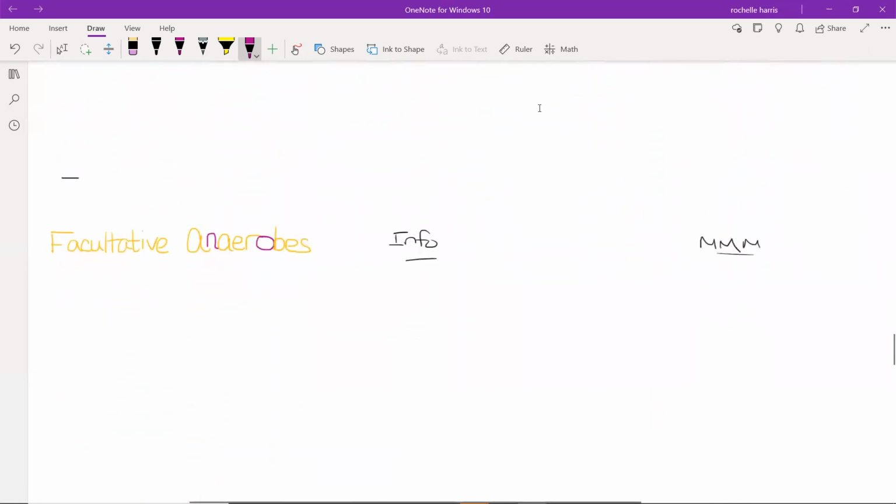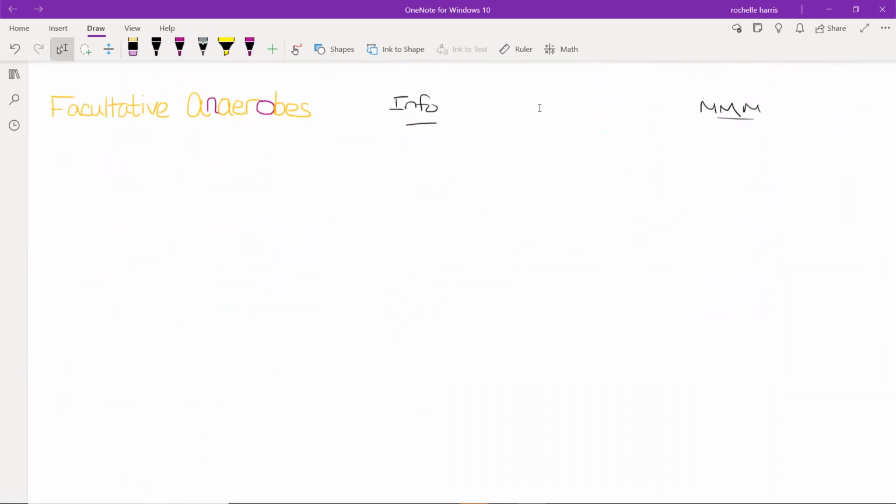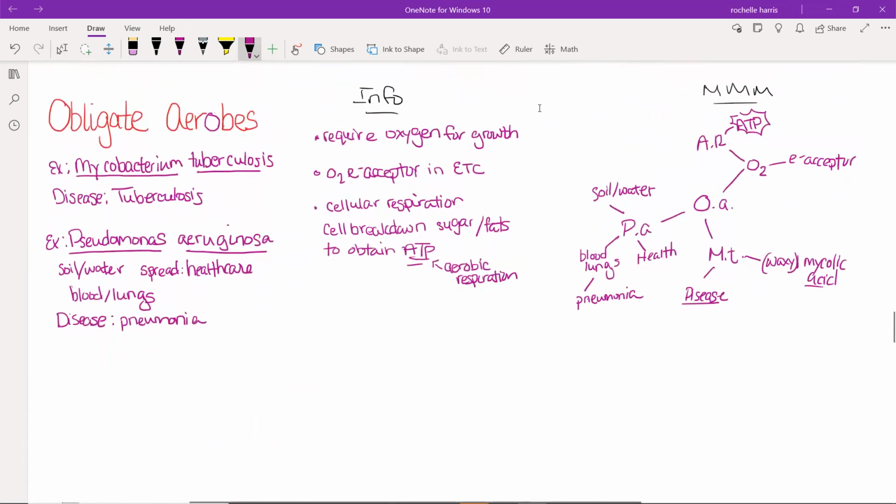The next one is facultative anaerobes. Now I don't know if I mentioned, no I didn't. Here I have obligate aerobes, and I have the O in purple, but the rest of the letters are in red. This will help you remember the main part of obligate aerobes, that they need oxygen. So oxygen is required, so I use the O here for oxygen.